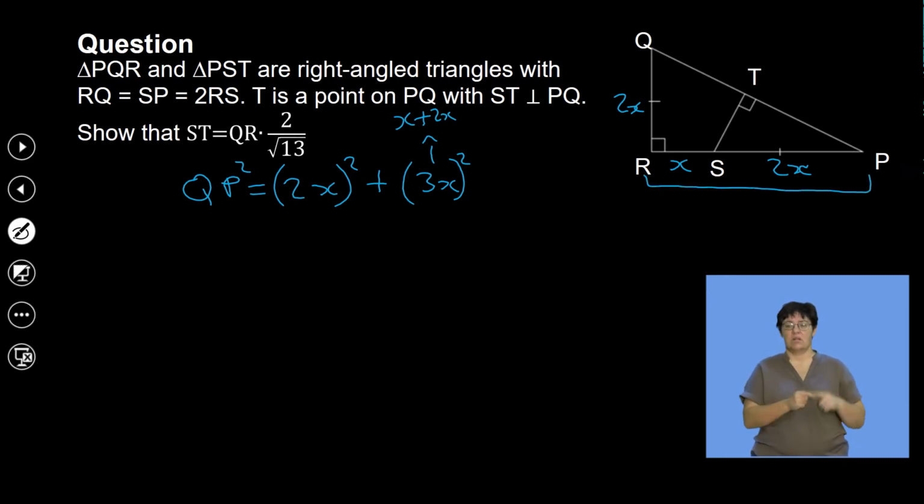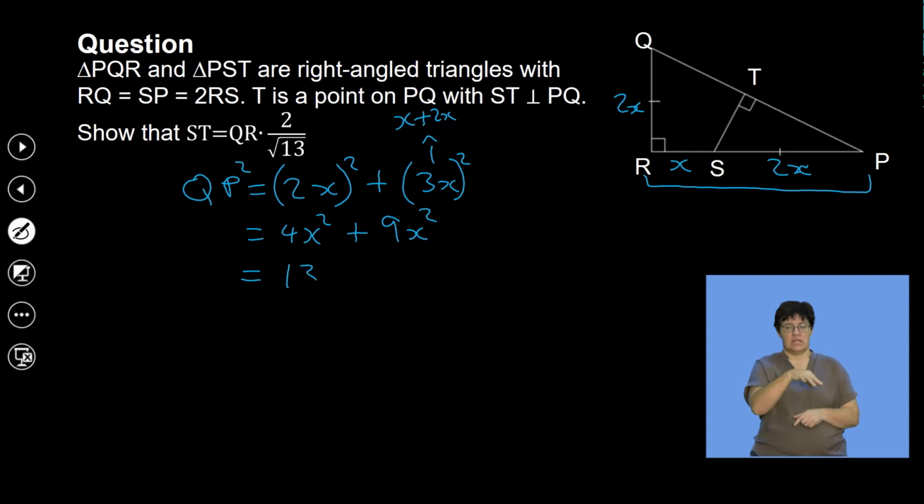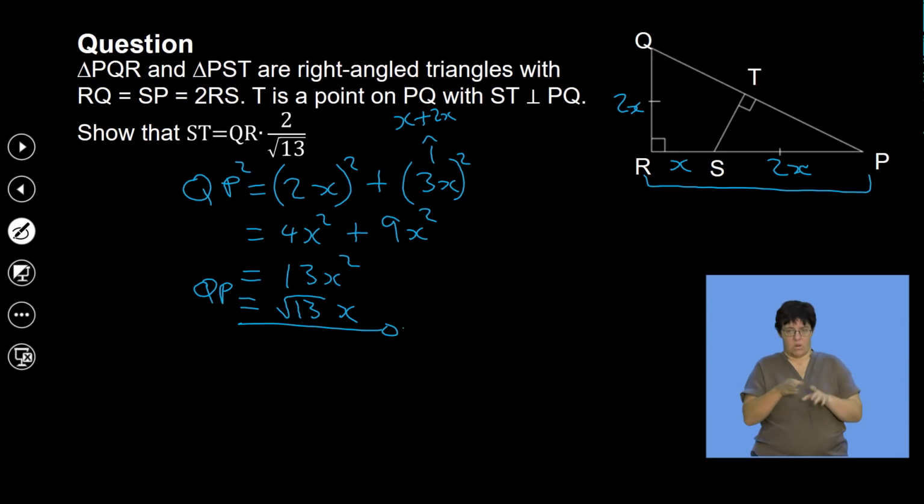And then I simplify this quickly. This will give me 4x squared plus 9x squared, and this will be equal to 13x squared. And then my QP will therefore be equal to square root of 13 x, right? And that will be the value there.